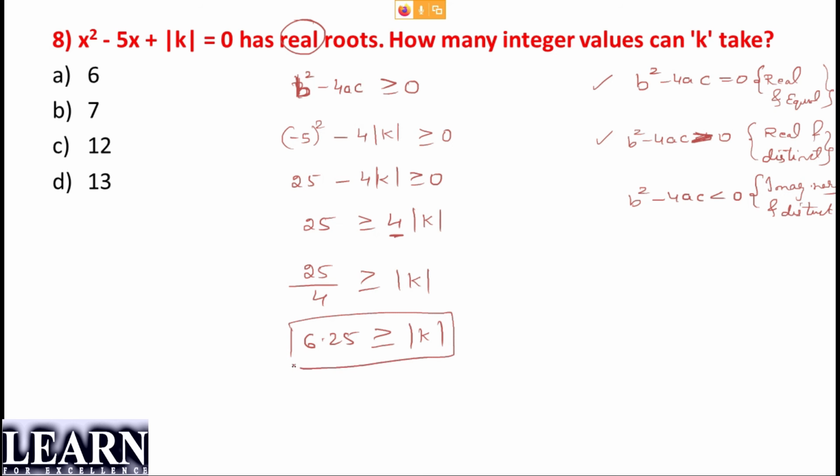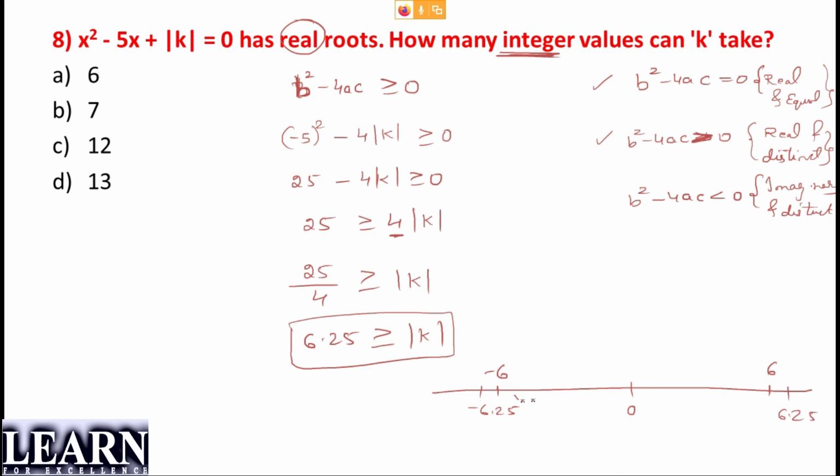Now they are not talking about k being a positive integer. They're talking about this equation having real roots and k being an integer. So if I draw a number line here, modulus k is at most 6.25, so k can be positive 6.25 or negative 6.25. They're talking about integers, so I cannot take 6.25. I can take minus 6 or go up to positive 6. So from minus 6 we have minus 6, minus 5, minus 4, minus 3, minus 2, minus 1, and we have 0 and again 1 to 6.